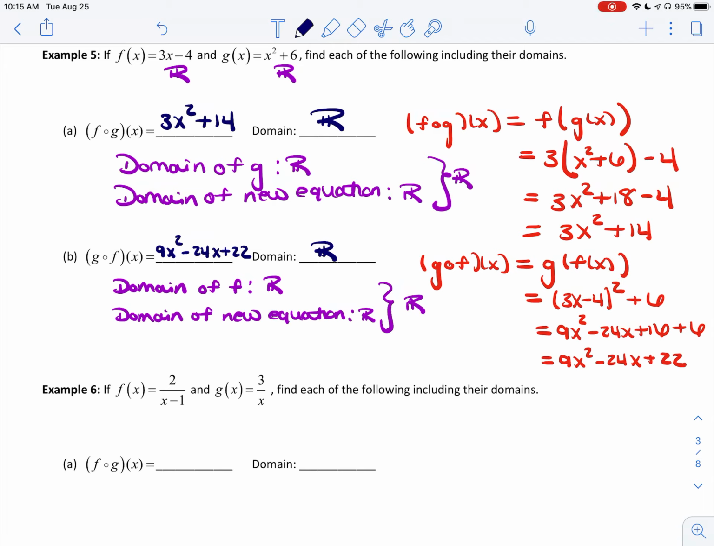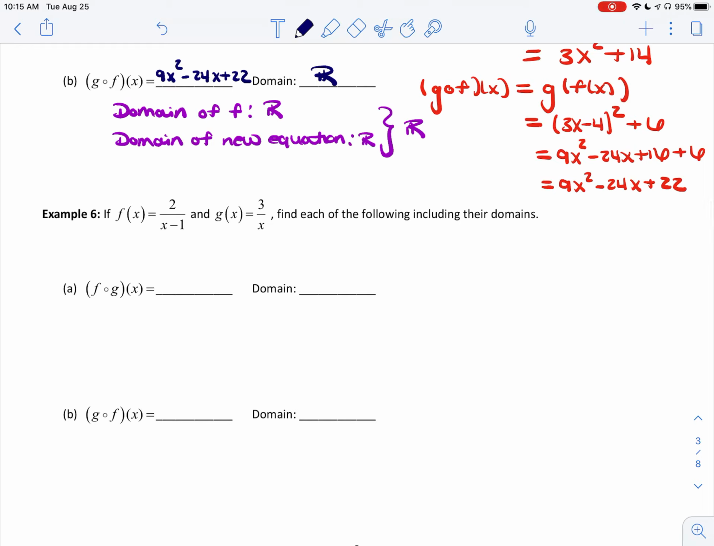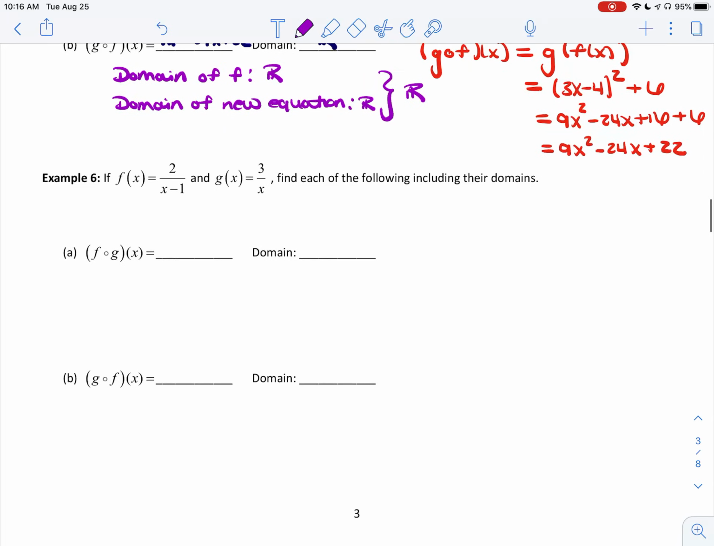All right, let's go ahead and look at another example. Okay, so example 6, we have two different functions. So our f of x is 2 over the quantity x minus 1, and our g of x is 3 over x. So let's again start by just finding each of their individual domains, and then we'll go through and worry about the compositions. So with fractions, we can't have a 0 in the denominator. So for f of x, we'll have x cannot equal 1, and for g of x, we'll have x cannot equal 0.